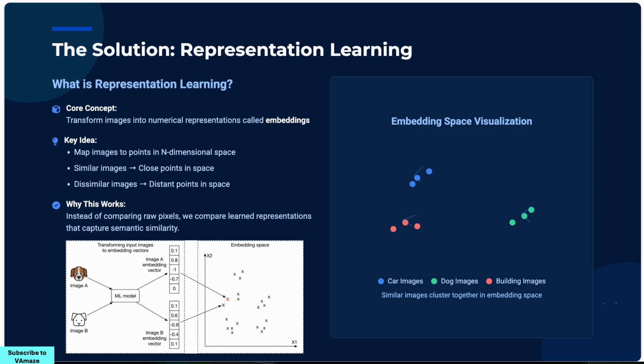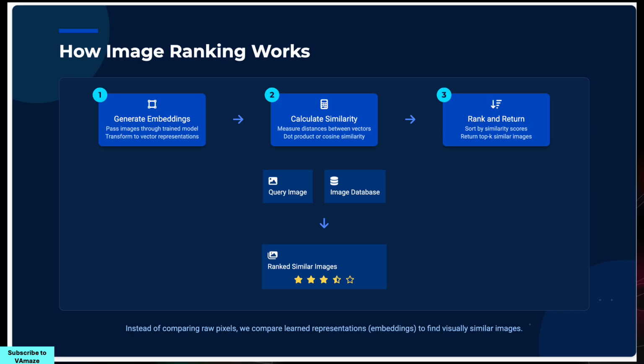How ranking works. Let's break down how we actually rank images using this approach. It's a three-step process. First, we generate embeddings. We pass all images in our database through the trained model, and each image becomes an embedding vector, essentially a list of numbers that represents that image.